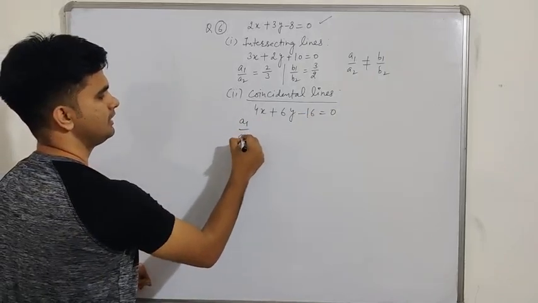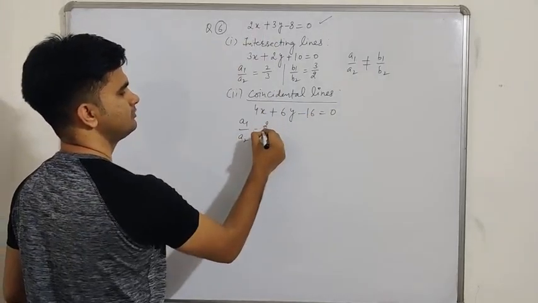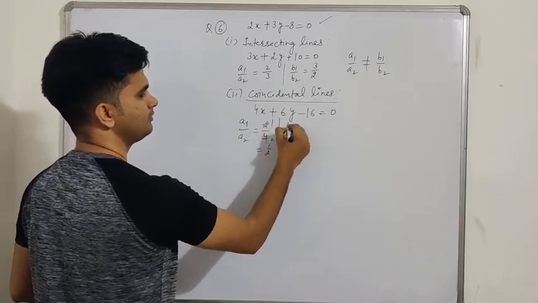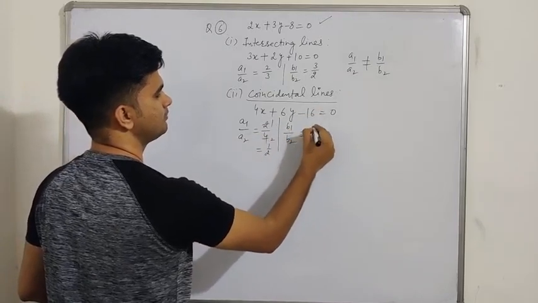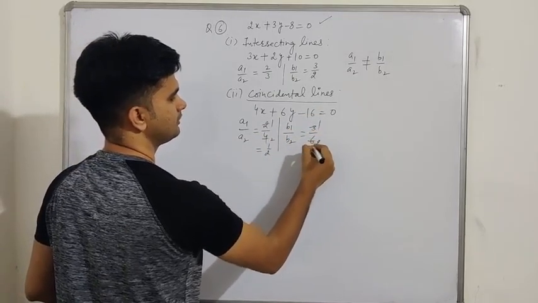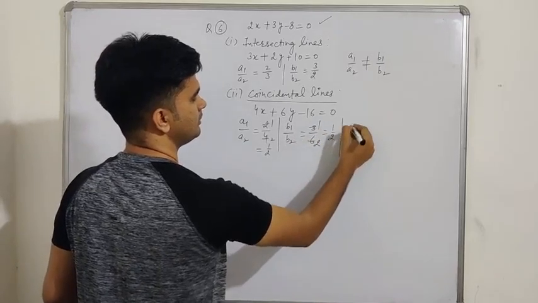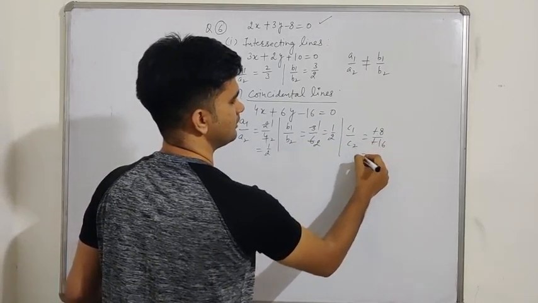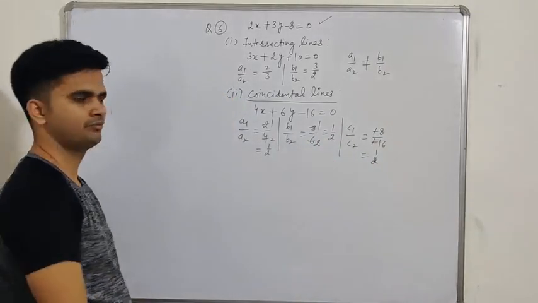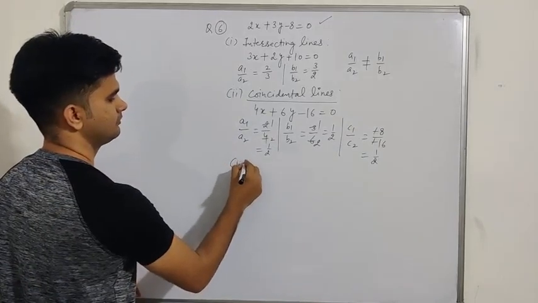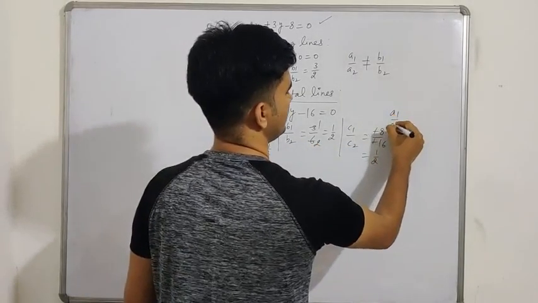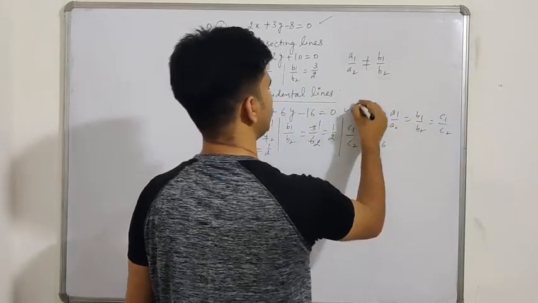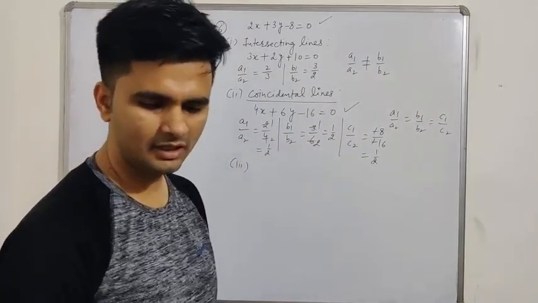See, then a1/a2: a1 is 2 and a2 is 4, so it becomes 1/2. b1/b2 is 3/6, which is 1/2. Then c1/c2 is -8/-16, which is also 1/2. See here, all three are equal, right? So this will be an example of coincident lines.